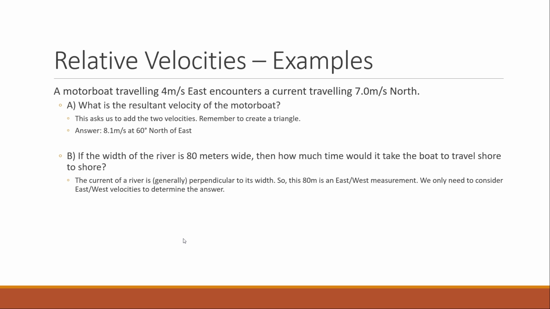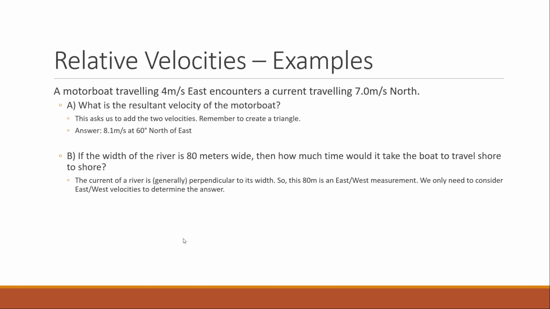If the width of the river is 80 meters wide, then how much time would it take the boat to travel from shore to shore? Now, the current of a river is, in most cases, perpendicular to the width of the river, right? The current flows in between the banks. So the width is measured from bank to bank. The current would be perpendicular to it.